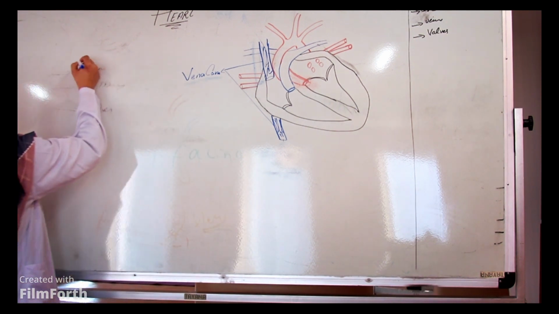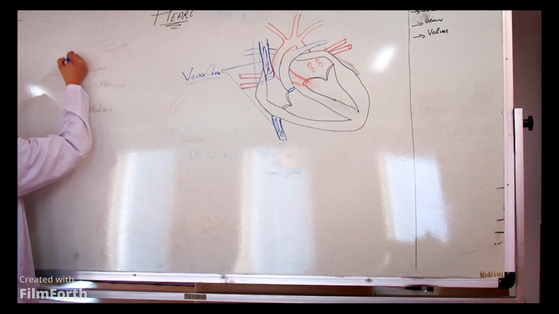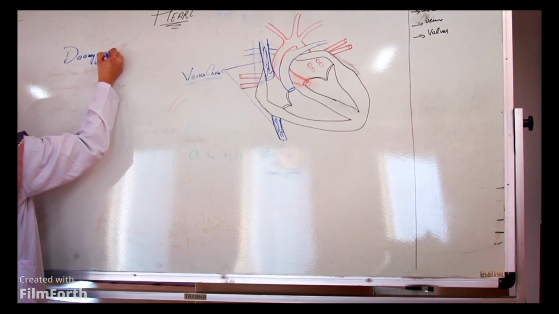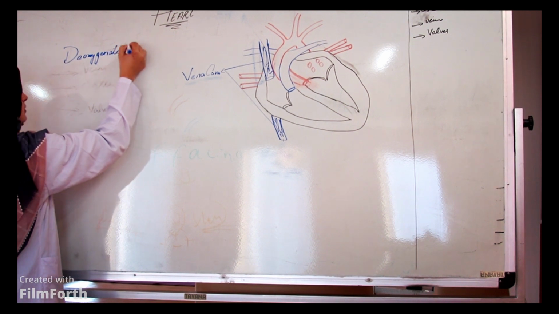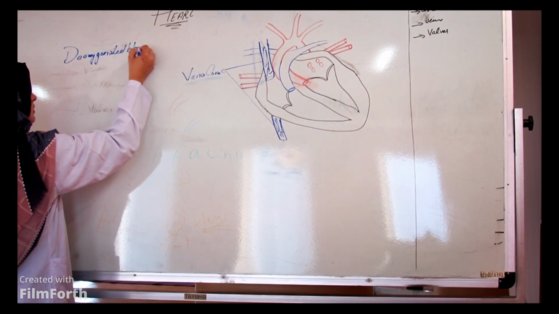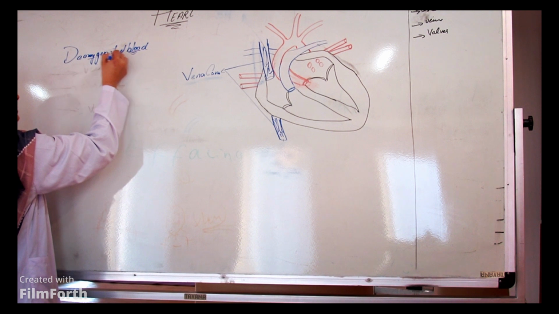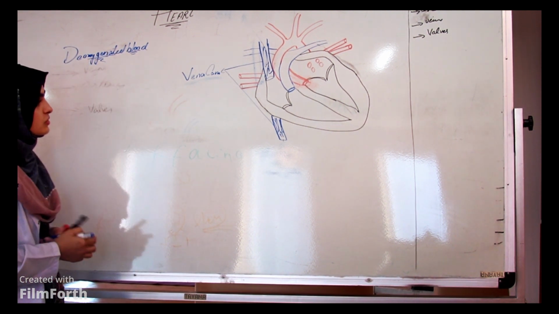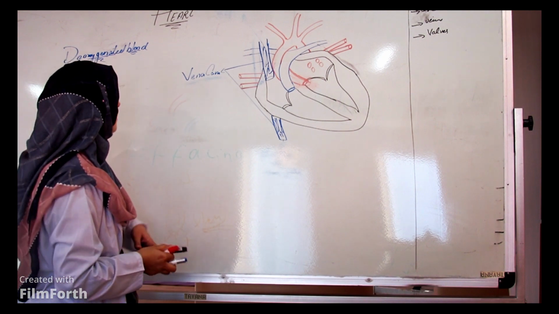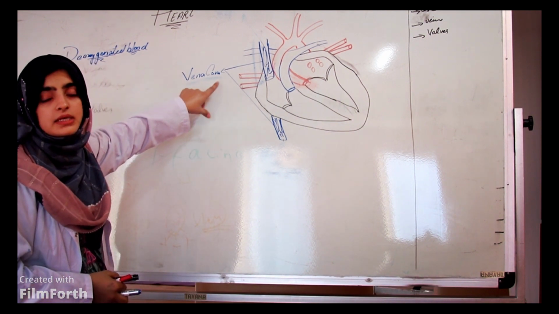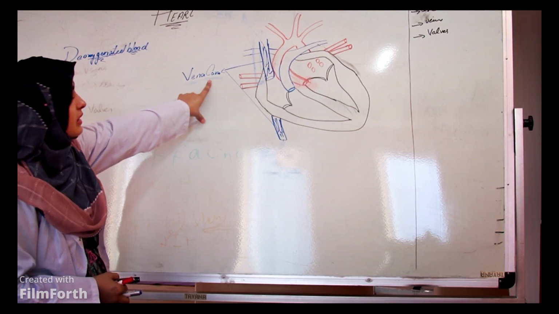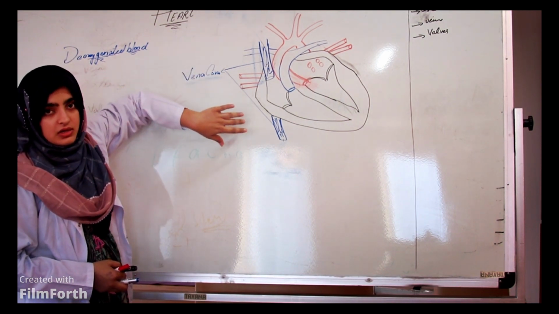Here I'm going to write deoxygenated blood. Which vessels carry deoxygenated blood in the heart? First of all, I would like to discuss the vena cava, the biggest vein of the heart that carries deoxygenated blood from the upper limbs and the lower limbs.